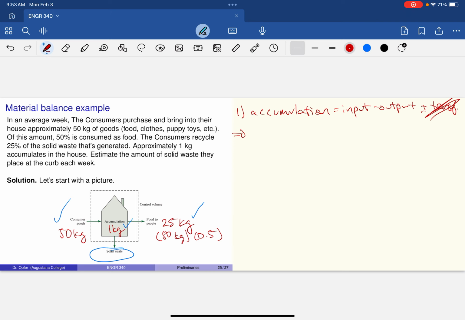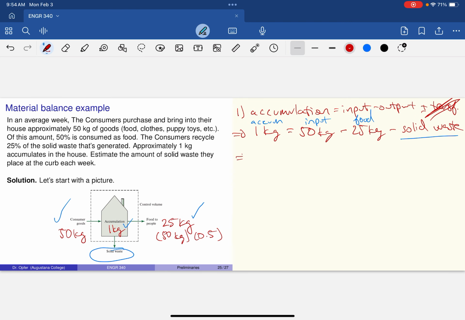So we've got 1 kilogram accumulating. Our input is the 50 kilograms. Now we've got one output, that's food. And then we have another output that is the solid waste. Okay. So this is accumulation. This is input. This is food, what's leaving as food. And then this is our unknown that we're solving for.